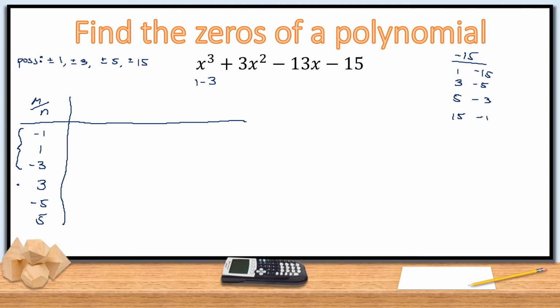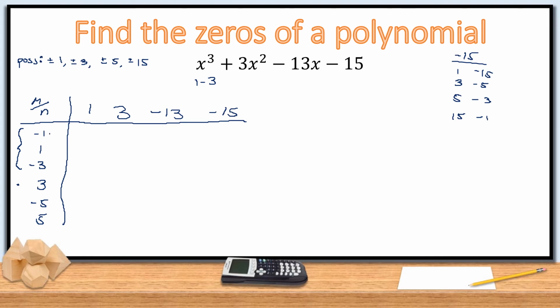Across the top, this is what your synthetic division setup is going to be, exactly as you did before. So coefficients and constants. So the coefficient of x cubed is 1. Coefficient of x squared is 3. And we've got minus 13, and then we got minus 15.